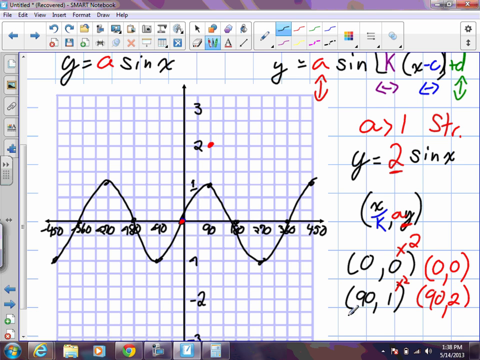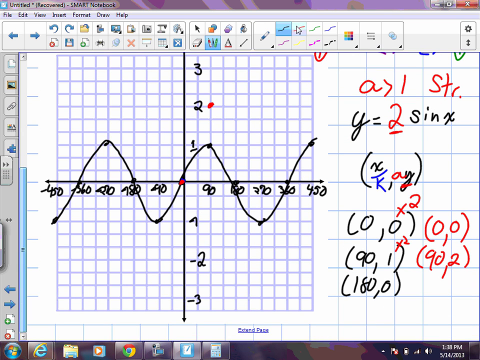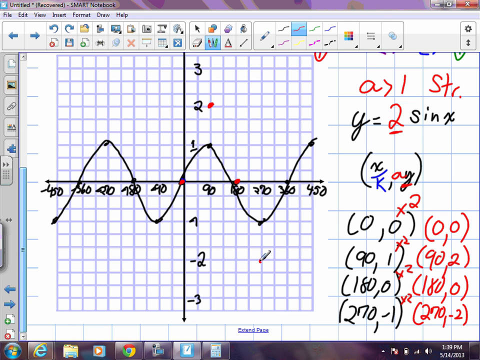Our next coordinate is 180 and 0. What's our new coordinate going to be when we multiply it by 2? 180 and still 0. 0 times 2 is still 0. So if you're noticing, the 0 coordinates, or the coordinates along the equation of the axis, haven't moved from where they were. Our other ones are, though. We have 270 and negative 1. What's negative 1 times 2? Negative 2. So our new coordinate is 270 and negative 2. And 360 would be at 0.